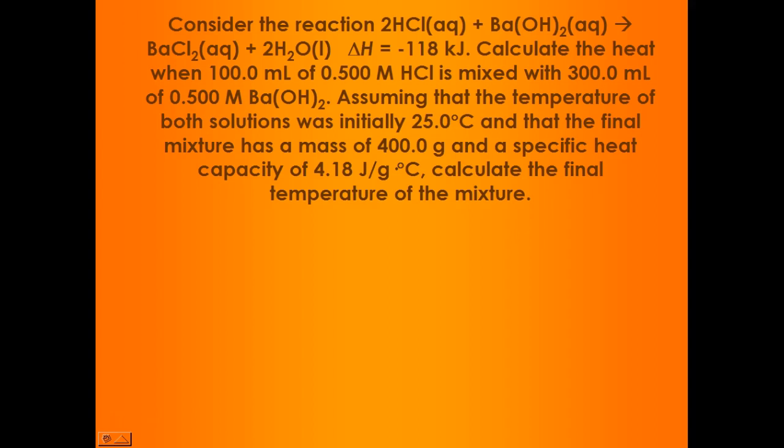We are told that both solutions started at 25 degrees, and we are given information about the final mixture. Its mass is 400 grams, and the specific heat is 4.18 joules per gram degrees Celsius. We want to know what the final temperature is of our mixture. So we need to figure out how we can use the information given in this question to get us there. If we want to know something about the temperature of the mixture, we're going to need to know something about the energy associated with that mixture. So we're going to need to figure out Q.